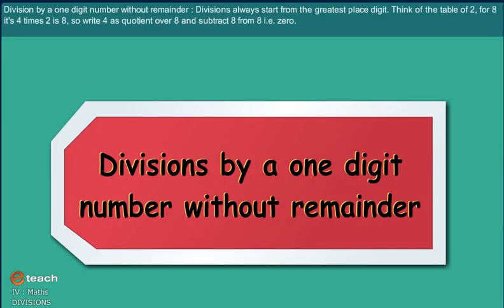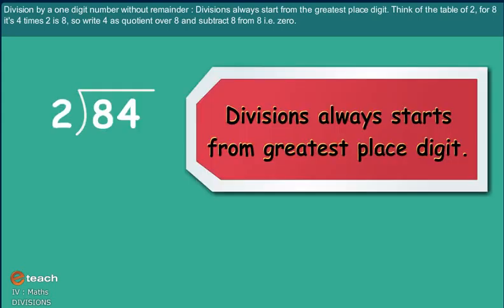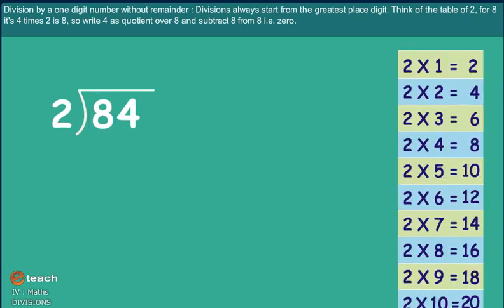Division by a one-digit number without remainder. Information box: divisions always start from the greatest place digit. Think the table of 2. For 8, 4 times 2 is 8. So write 4 as quotient over 8 and subtract 8 from 8 is 0.